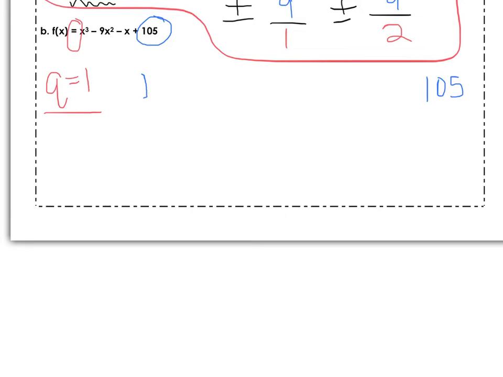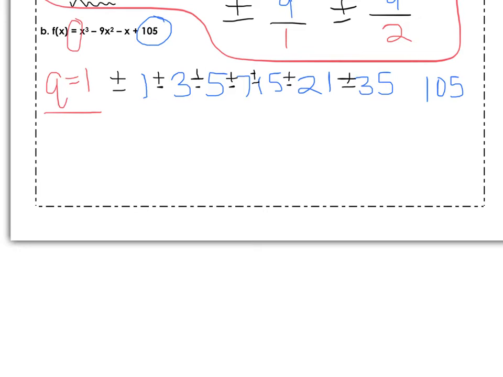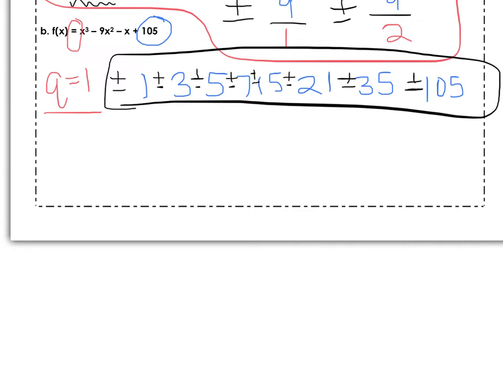1 times 105. Next, we have a 3, and he gets multiplied by a 35. Next, we have a 5, and he gets multiplied by a 21. And then the next one we have are 7 and 15, okay? So now we need to place each of those over 1, or we could just simply write a plus or minus in each of these because it's going to be a positive or a negative version of any of these possibilities here, okay? Remember, just being divided by 1 is really just going to produce itself.